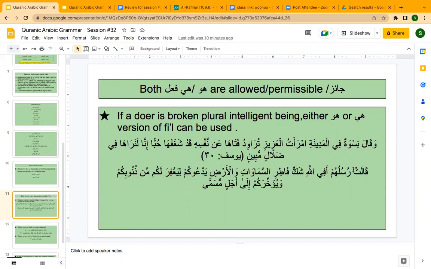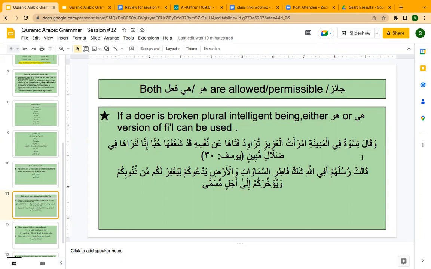We can say qala rusuluhum, and we can also say qalat rusuluhum. Qalatin niswatu is fine as well. Qalat niswatun is okay, and similarly qala niswatun is fine as well. Okay? Yes, broken plurals are treated as single feminine as well. But you will see them being treated both ways.